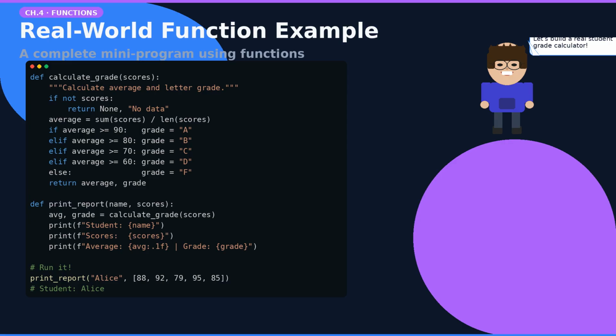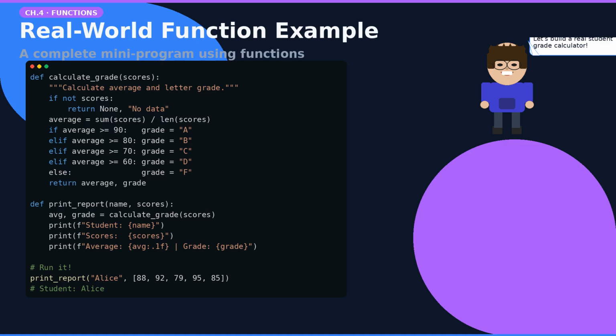When we call student_report with Alice's 5 scores, Python runs through the entire chain. It calculates the average, passes it to get_grade, gets back a B, and then prints the complete formatted report. This is the power of functions, complex behavior expressed in simple, readable code.